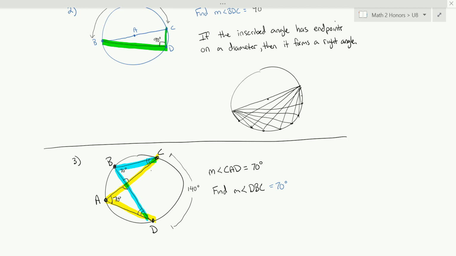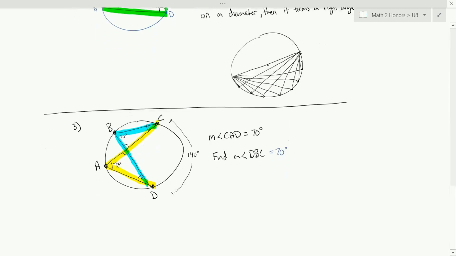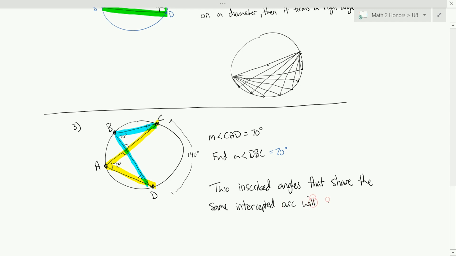So here, what I wanted you to see is that two inscribed angles that share the same intercepted arc will always be congruent.